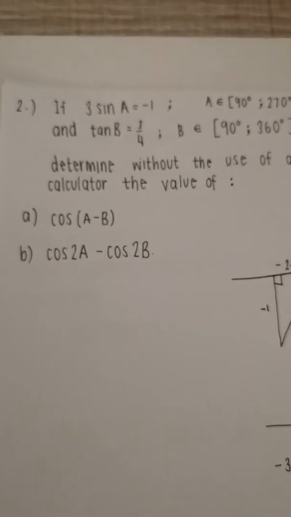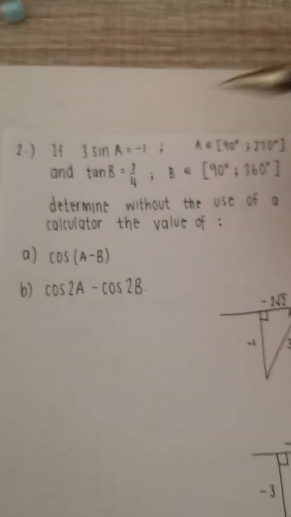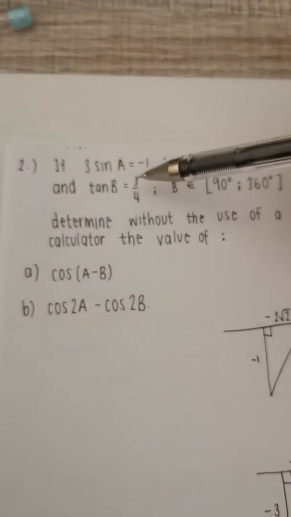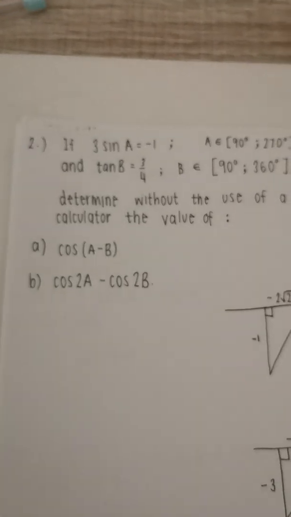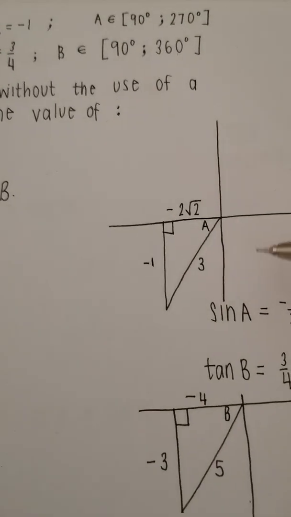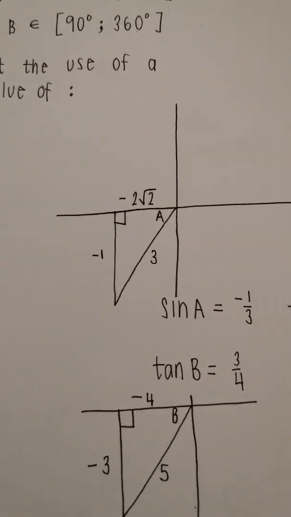Remember, it says without the use of a calculator, meaning you are not going to press shift tan and figure out what angle B is and figure out what angle A is. No, they don't want that. So how do we do that? We draw diagrams. How do we figure out in which quadrant we work in?